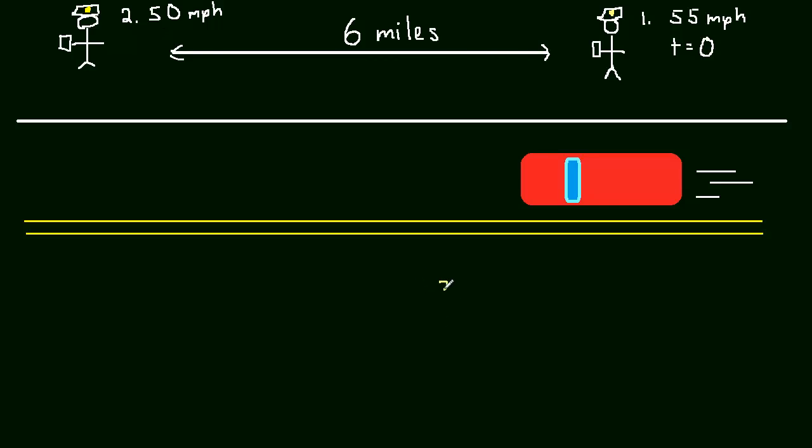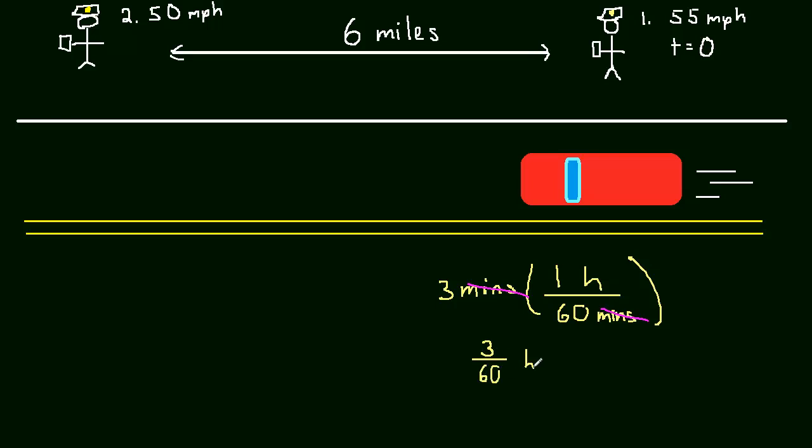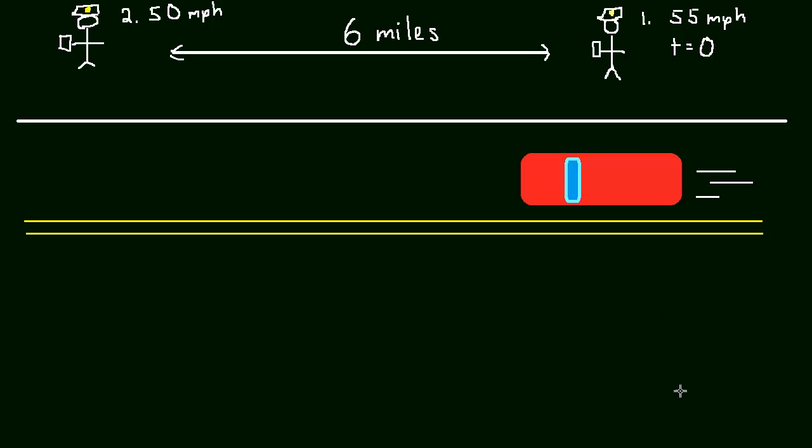So 3 minutes times 1 hour divided by 60 minutes. And the minutes cancel, and you're left with 3 divided by 60 hours, which is equal to 1/20th of an hour. Okay, so 3 minutes is really 1/20th of an hour. So let's use that from now on.